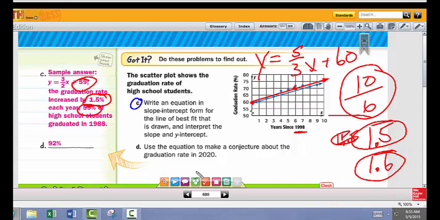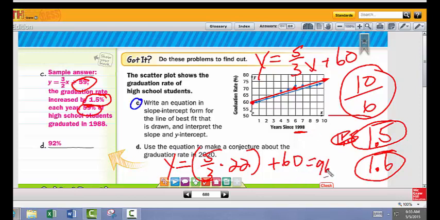So now we're going to take y equals 5 divided by 3, and then we're going to multiply by 22 years in parentheses, and then at the end we're going to add 60 to that. And if we do that, we get 96.6 repeating again. So our answer would be about 96.6%.